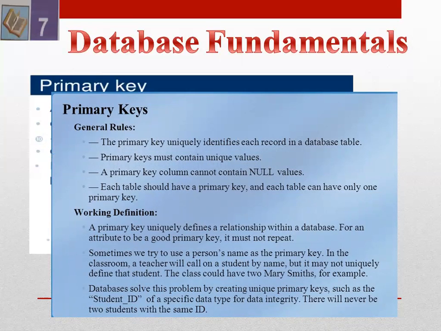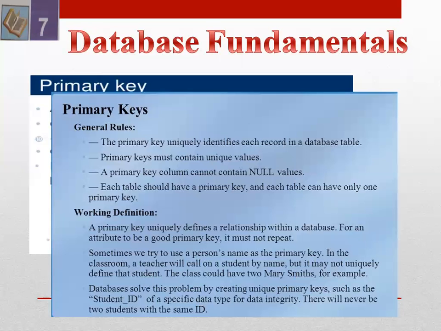Each table should have a primary key, and each table can have only one primary key. Point to remember: a primary key cannot be null and it cannot be repeated. Each table can have only one primary key, not more than one. Working definition: a primary key uniquely defines a record within a database.